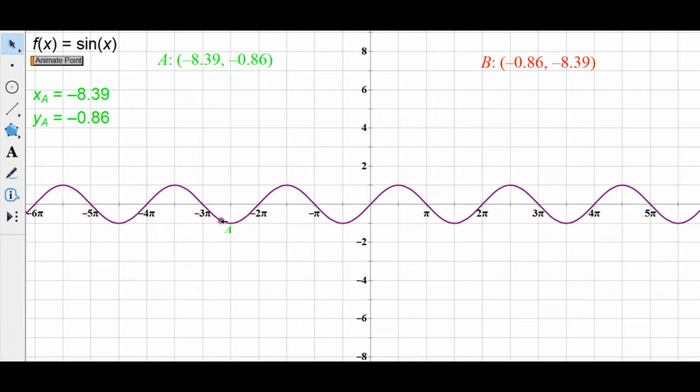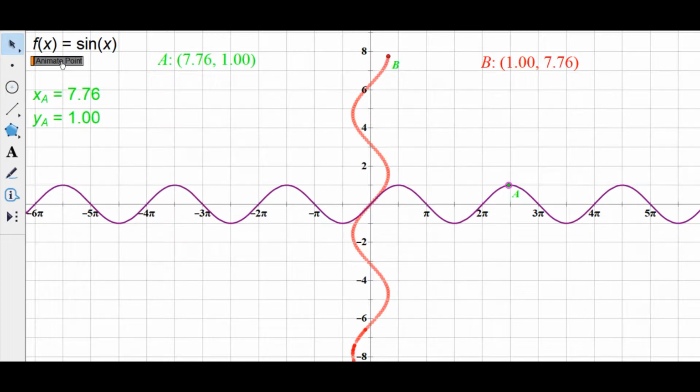So what we have here is a point A, and as we move that point along this function, you can see the coordinates of point A up here. What we can also see over here is point B, which is the x and y coordinates switch, so point B is the inverse point of point A. So if we move this along the graph here, we can start to see those inverse points plot out. So if I animate that point, we can see that move a little bit quicker. So what we can see from this graph is that the red dots are creating the graph of y equals sine inverse of x.